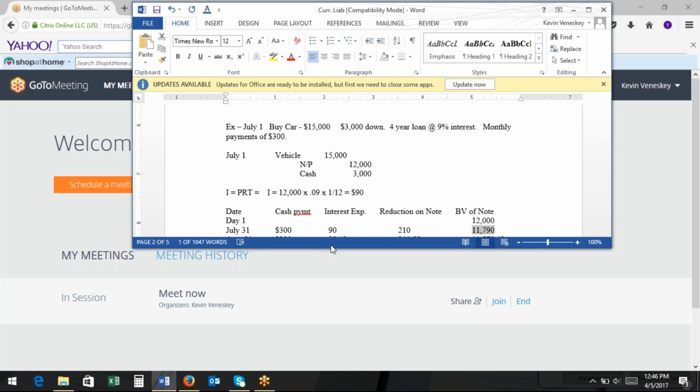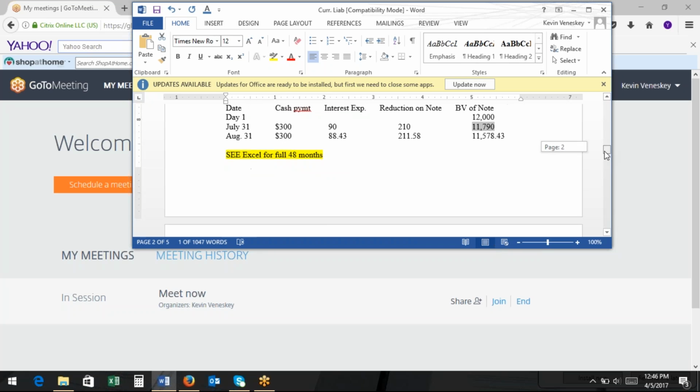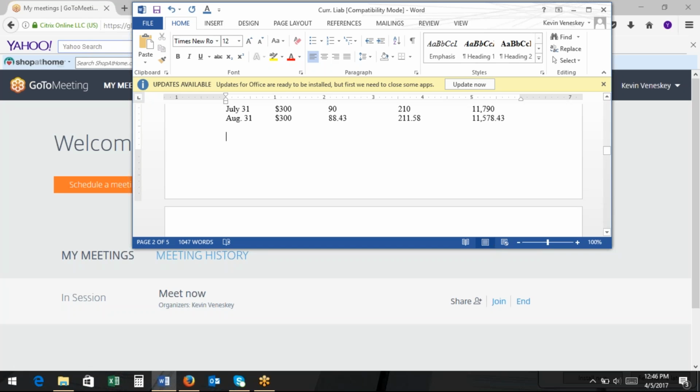And at this point now, I can go ahead and do the journal entry. Let's do that journal entry at this point. In a second, I'll pull up the Excel sheet and you can see how it works out for the full 48 months, because I said it was a 4-year loan. So we're on 731.